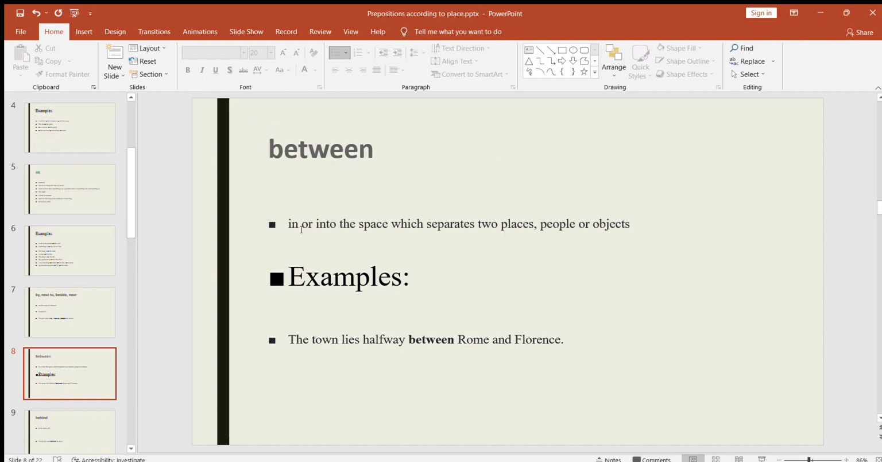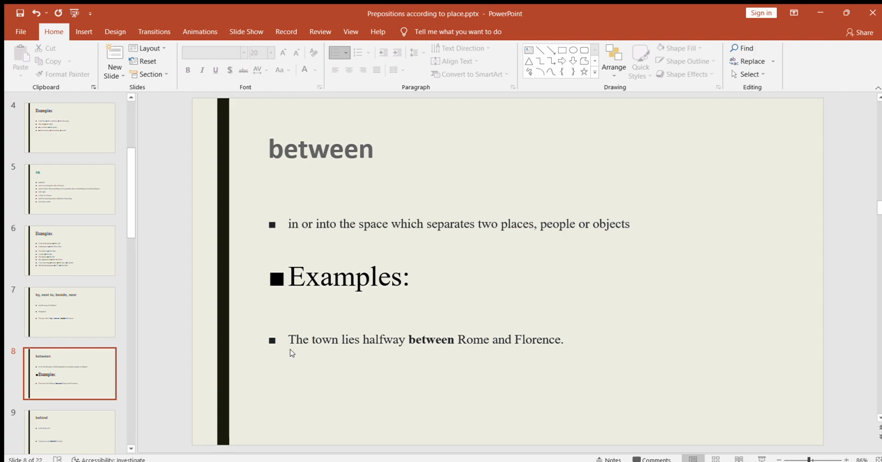Between: in or into the space which separates two places, people or objects. Here, normally we use between for two things, maybe two places, maybe two persons. For example, the property was divided between two brothers. So here we are talking about two people or two places.